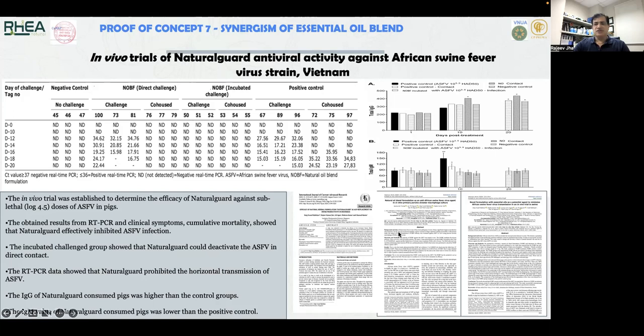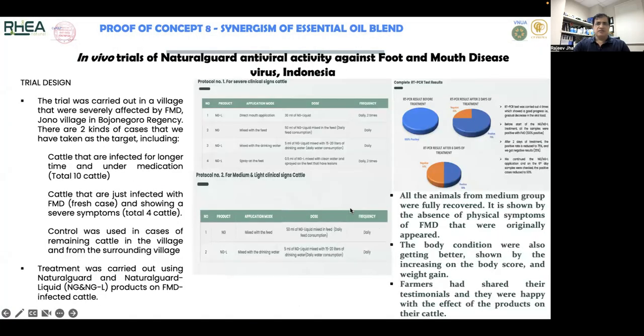The work was published in highly recognized peer-reviewed journals. Now, a recent trial was conducted on foot and mouth disease in Indonesia. The trial was carried out in a village that was severely affected by foot and mouth disease in East Java province. Cattle that were infected for longer time under medication were 10.